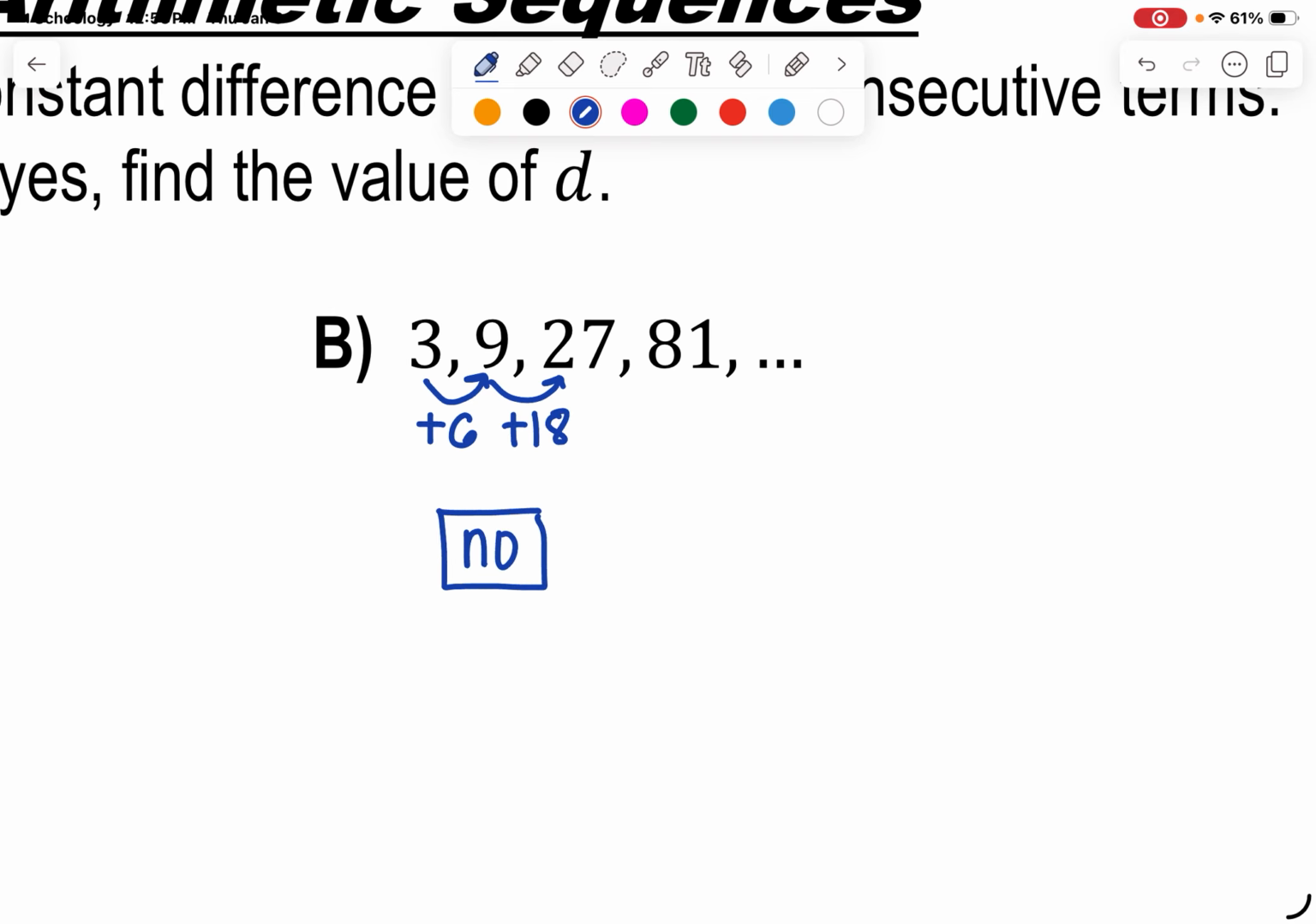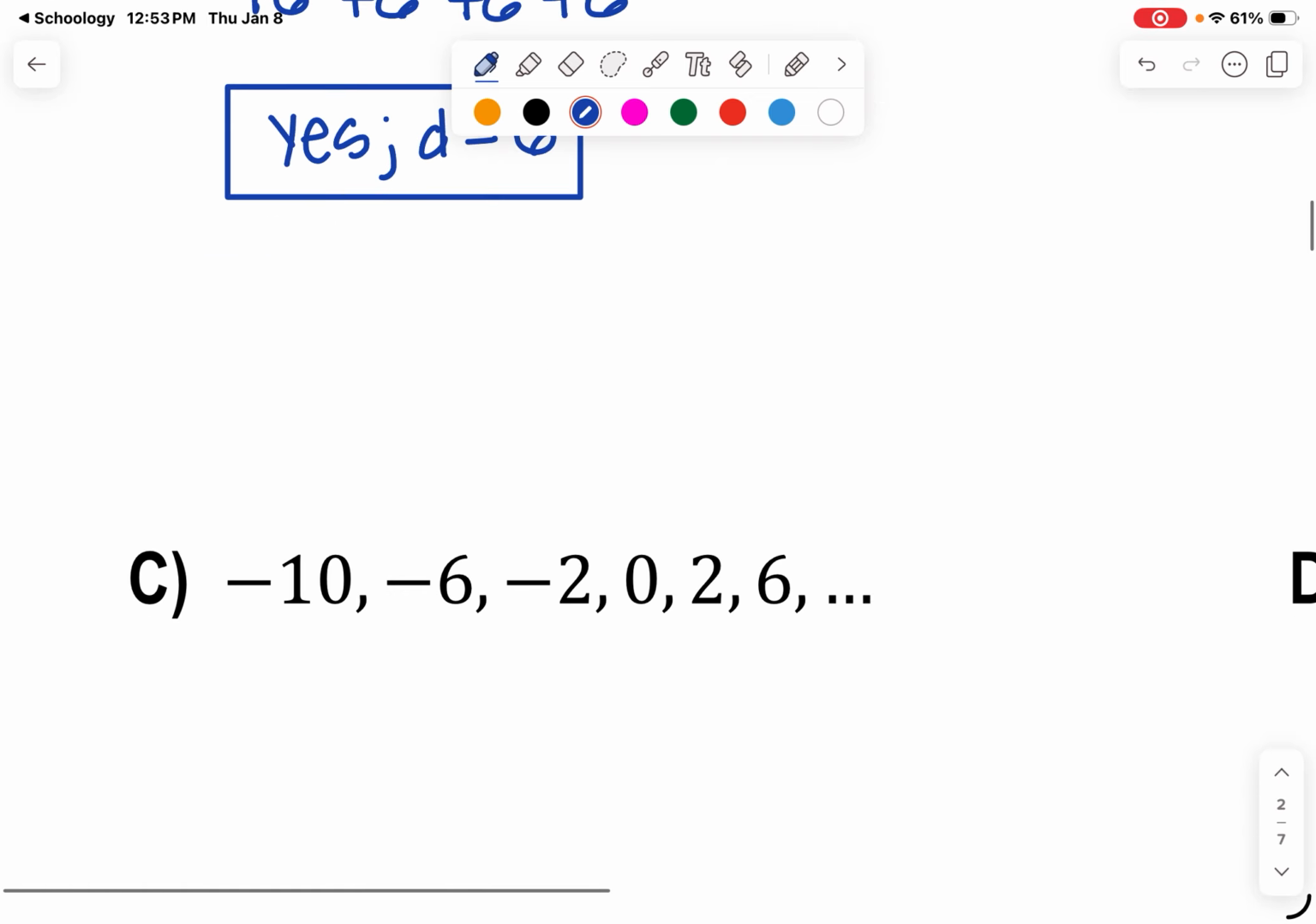No. You might be saying, but it's times 3. Why didn't you say it's times 3? Because I'm not checking for anything else. I'm checking to see if it's arithmetic, right? And because it's times 3, it's also not arithmetic. It'd have to be plus 3. Okay. Go ahead and pause the video, try the next two.